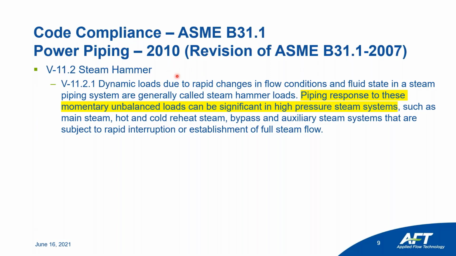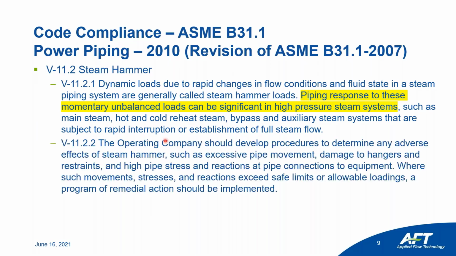Dynamic loads due to rapid changes in flow condition and fluid state in the steam piping system are generally called steam hammer loads. Piping response to this momentary unbalanced force can be significantly high in steam systems, such as steam, hot and cold reheat system, bypass, and auxiliary steam system that are subject to rapid interruption and establishment of the full steam flow. Then it talks about the responsibility of the designer and the operating company.